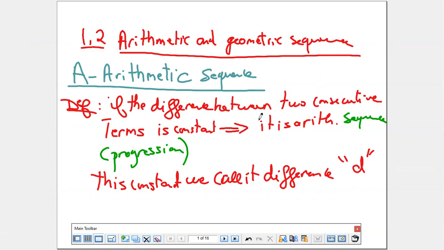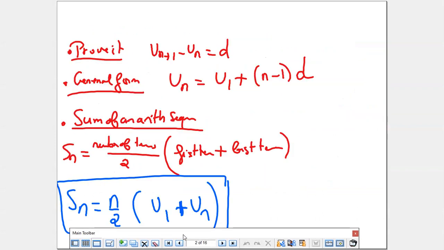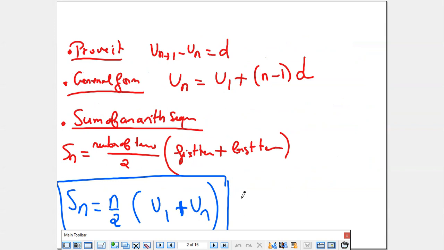If the difference between two consecutive terms, consecutive meaning one after the other, is constant, we say that it's an arithmetic sequence, or we also say it's an arithmetic progression. And this constant, we call it the difference, and the notation is d. So the symbol of the difference is d. So let's do more formulas, and then let's do an application.